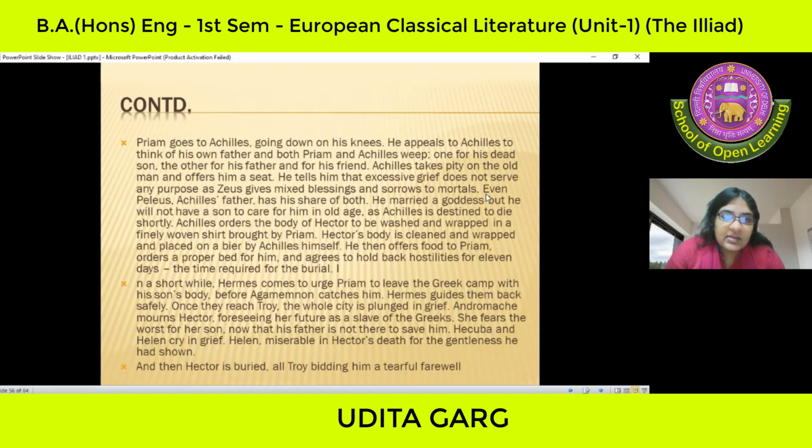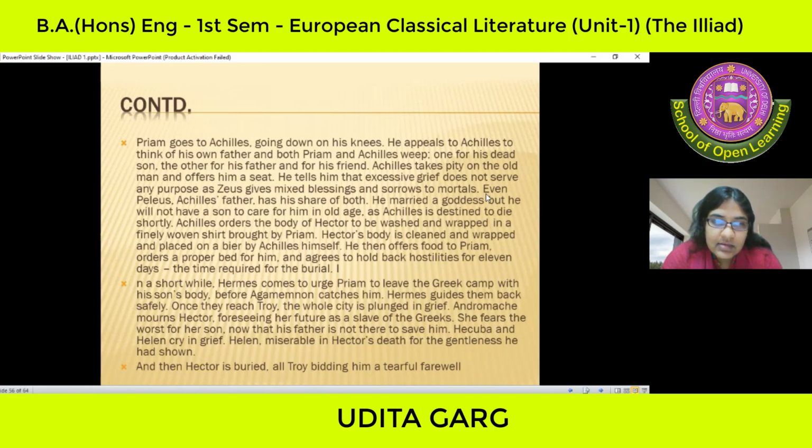Now Priam goes to Achilles, going down on his knees. He appeals to Achilles to think of his own father, and both Priam and Achilles weep, one for his dead son, the other for his father and for his friend. Achilles takes pity on the old man and offers him a seat. He tells him that excessive grief does not serve any purpose, as Zeus gives mixed blessings and sorrows to mortals. Even Peleus, Achilles' father, has his share of sorrow. He married a goddess, but he will not have a son to care for him in old age.